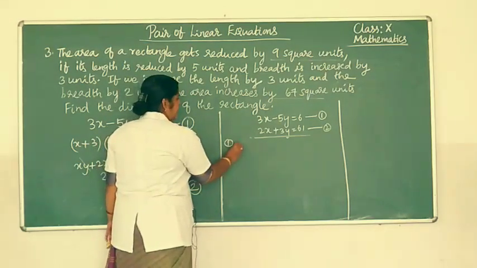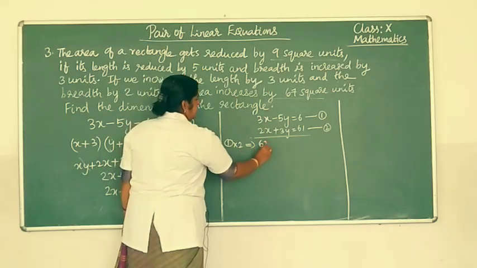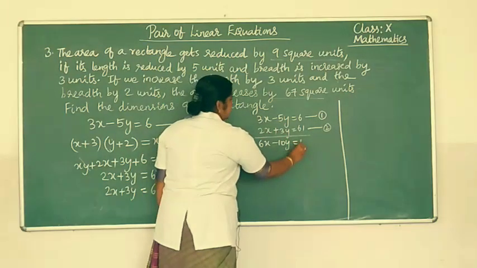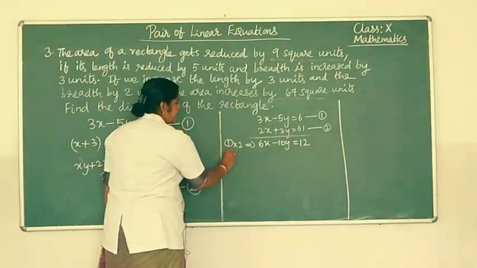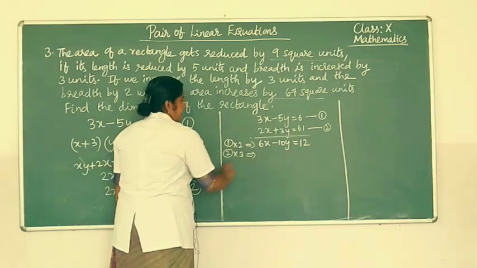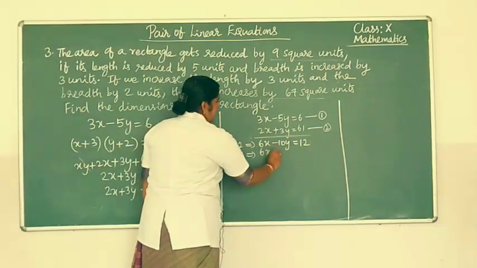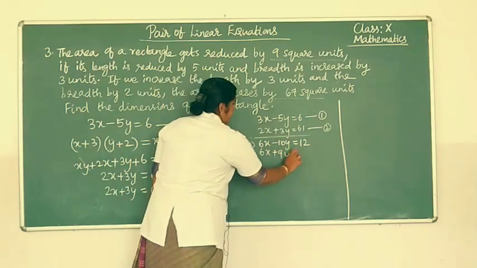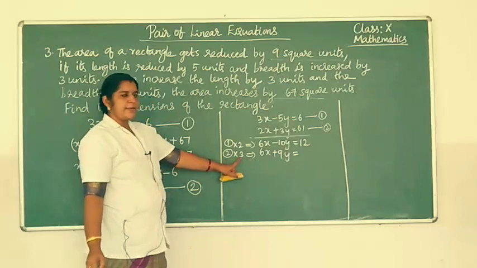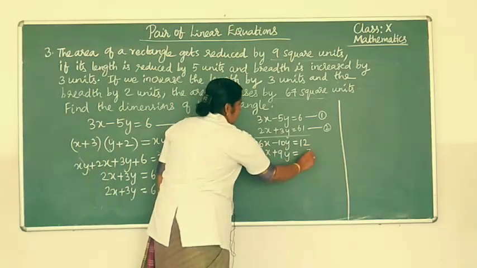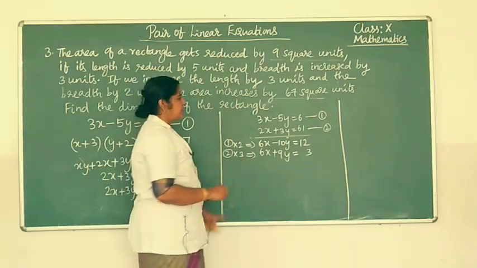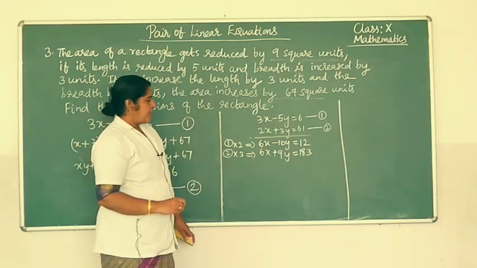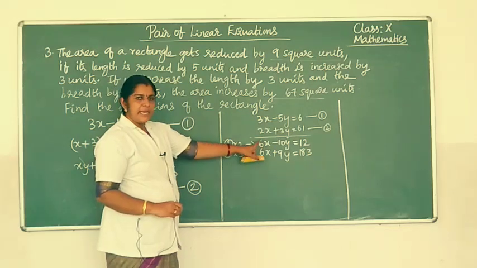So the first equation by 2, what happens? 6x minus 10y equal to 2 into 6 is 12. And the second equation multiplied by 3, we will get 6x plus 3 into 3, what is 3 into 3? 9y equal to 61 into 3. What is 61 into 3? 1 into 3 is 3, and 6 into 3 is 18. So 183.